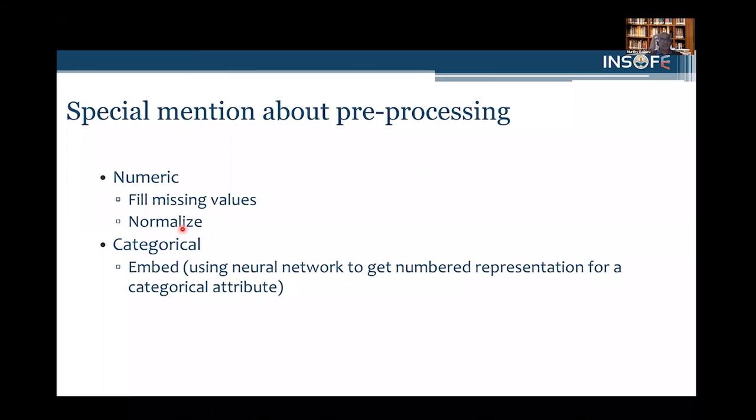Normalize is essentially, you don't have to explicitly do it. All algorithms have built-in normalization where you subtract the mean, divide by the standard deviation. So the idea of normalization is getting the data into one range. We talked about it in the last class.